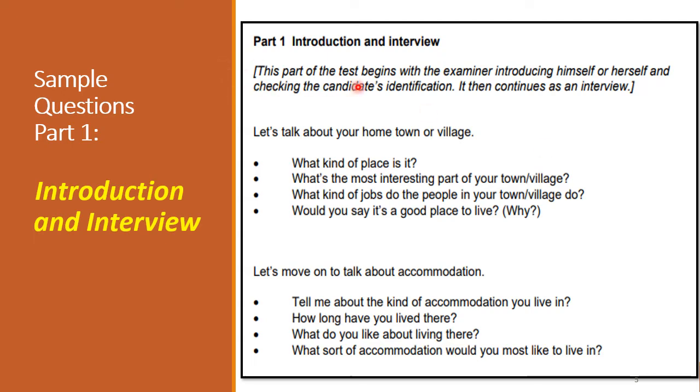This part of the test begins with the examiner introducing himself or herself and checking the candidate's identification. It then continues as an interview. For example, the examiner would say, let's talk about your home town or village. What kind of place is it? What's the most interesting part of your town or village? And what kind of jobs do people in your town or village do? Would you say it's a good place to live, and why?